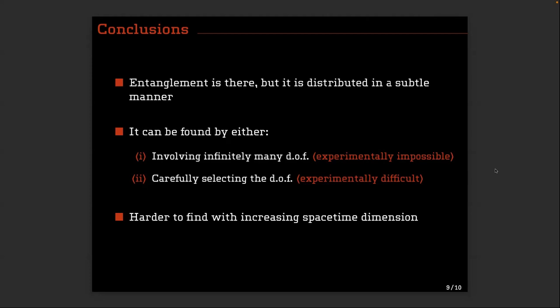And we can also find it with a finite number of degrees of freedom, but only by fine-tuning these degrees of freedom. So it is actually more difficult to find than we originally thought. And finally, what we found is that this entanglement depends on the spacetime dimension. So it's harder to find with increasing spacetime dimension.